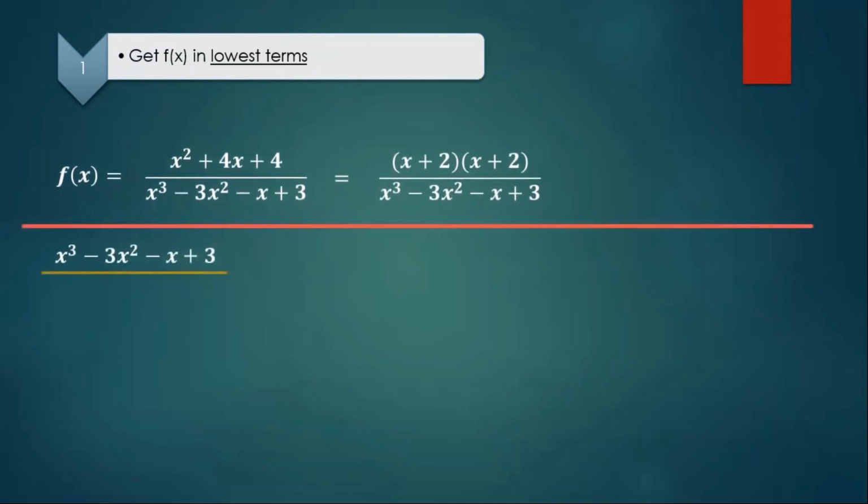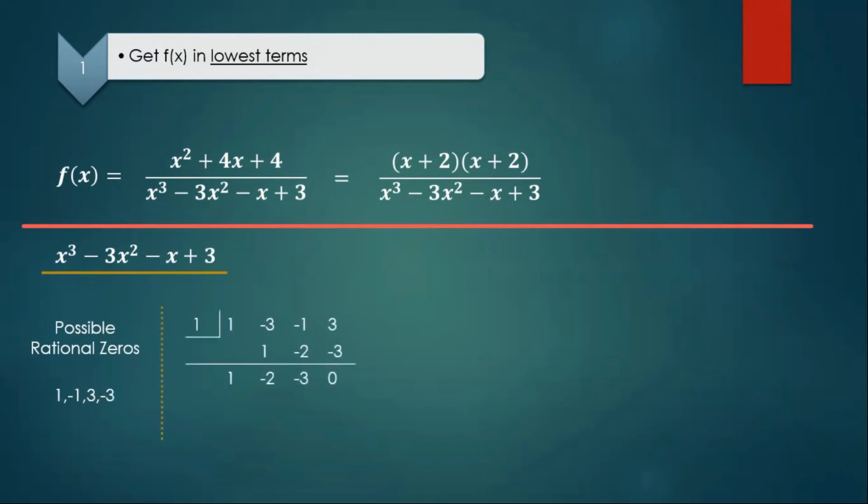So we take that denominator and we apply the possible rational zeros to it. In this case, those are 1, -1, 3, and -3. We use synthetic division to test out one of those possible zeros. We're going to try 1. Sure enough, it is a 0. So we get a factor of x minus 1 times x squared minus 2x minus 3 as a factorization.